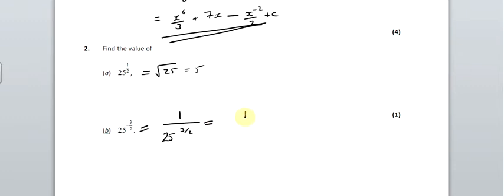Now, the next thing I'm going to do is deal with this fraction, and this is a half, so it's 3 halves. So that is a square root, so it's root 25, and the 3 is left on the top. So we can see now easily that root 25 is 5, and 5 to the power of 3 is 125. And that's that one done.